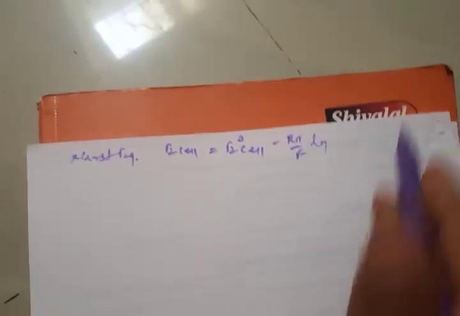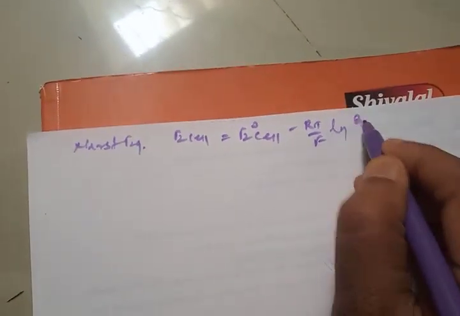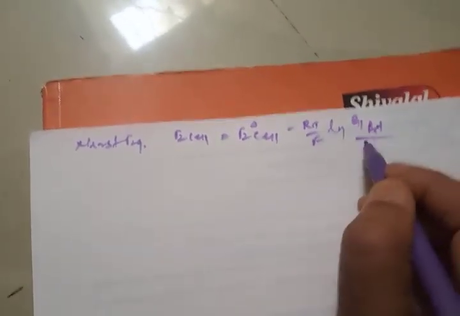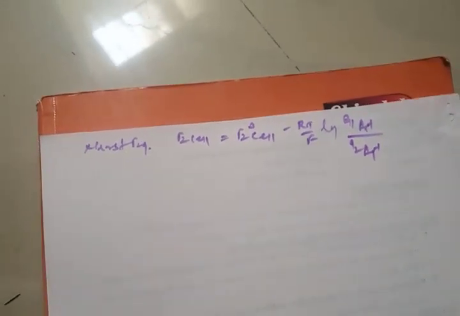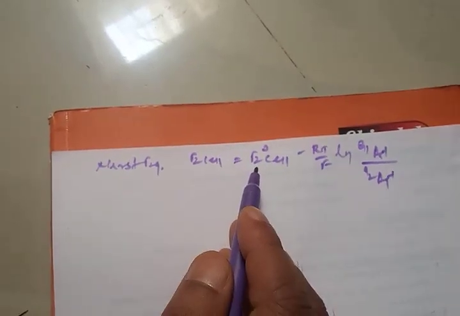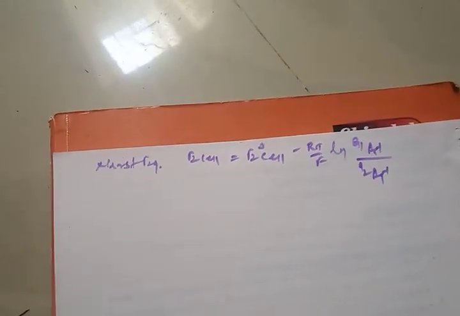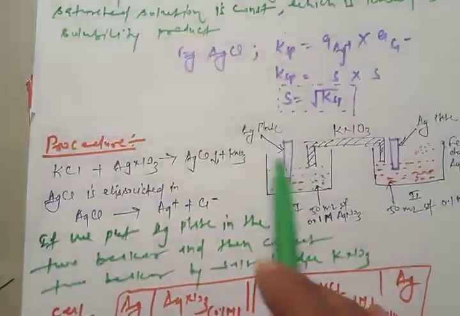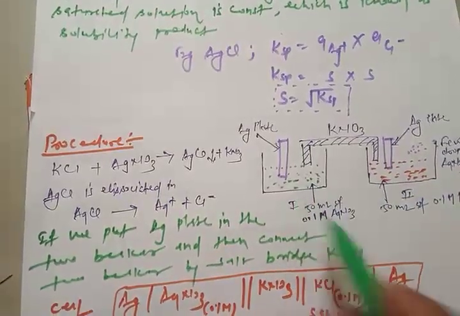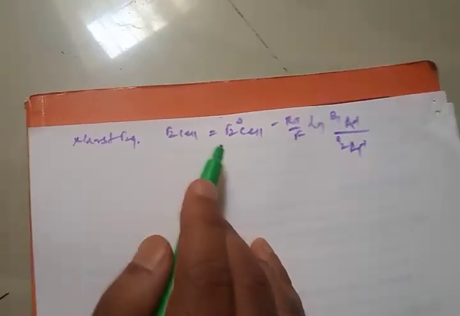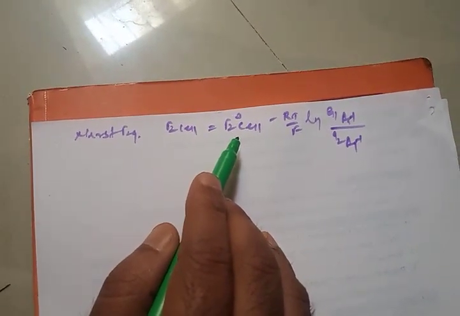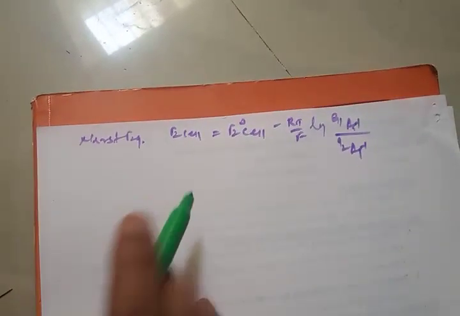So you can write that A1 Ag plus or A2 Ag plus. Got it? E naught cell will be 0 because at both the ends we have the same electrode. This electrode is the same, this electrode is the same, and the solution is also the same. So the net cell EMF will be 0, so E naught cell will be 0.